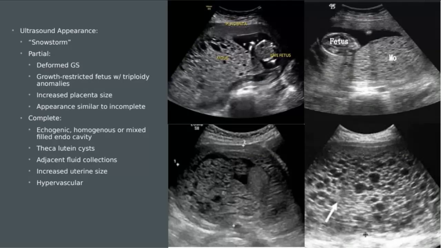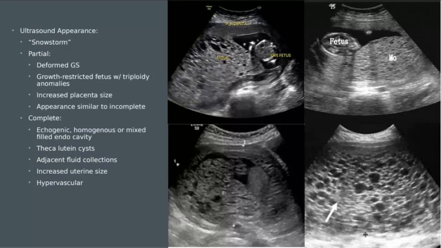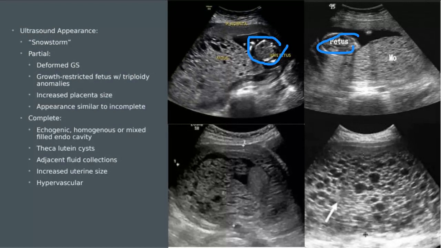So here we have our ultrasound appearances of both a partial and a complete mole. When we're talking about partial, this means that the baby is developing, right? But we also have this abnormal proliferation of the trophoblastic cells or trophoblastic tissue. So if we look at our top image, we have a baby in both of these. But then we're like, okay, what is this piece of Swiss cheese doing?